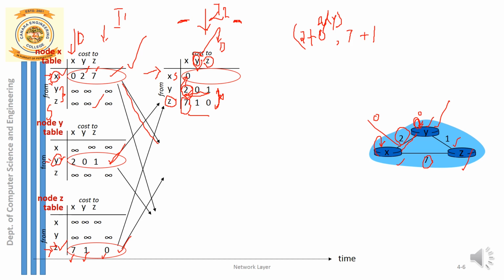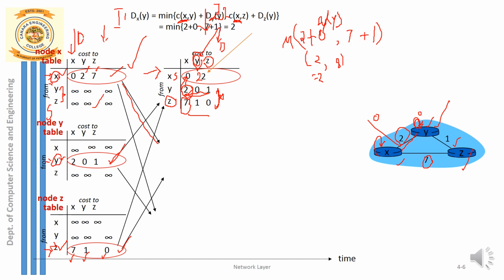Now out of these two values we need to consider the least value, that is the minimum value. So what is the answer here? 2, and here 7 plus 1 is 8. So the minimum of these two is finally 2. This is how I calculate the minimum distance from x to the destination node y. So the shortest distance from x to y is actually equal to 2. Do we know that? Yes. Are we getting that? Yes.